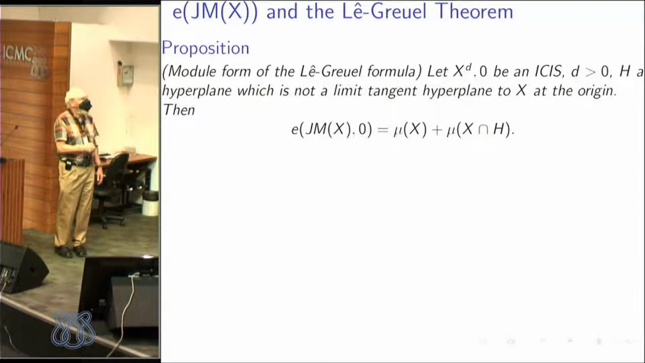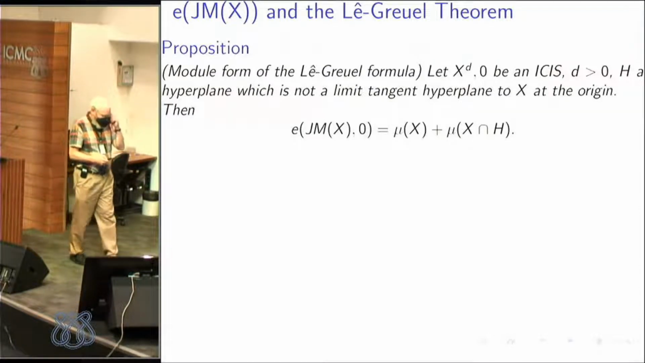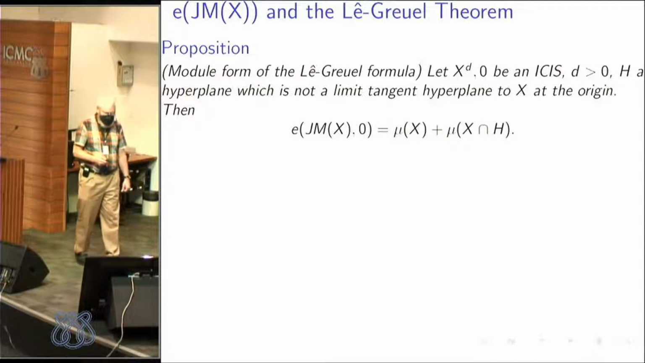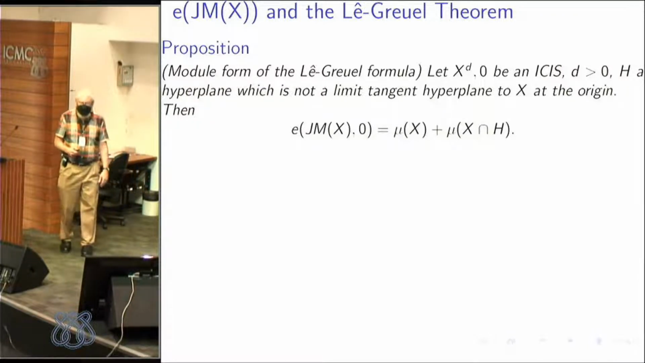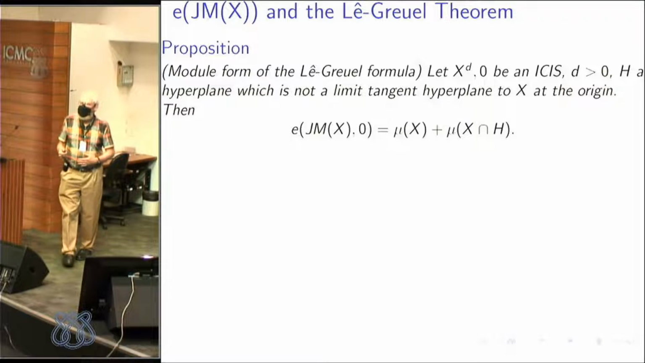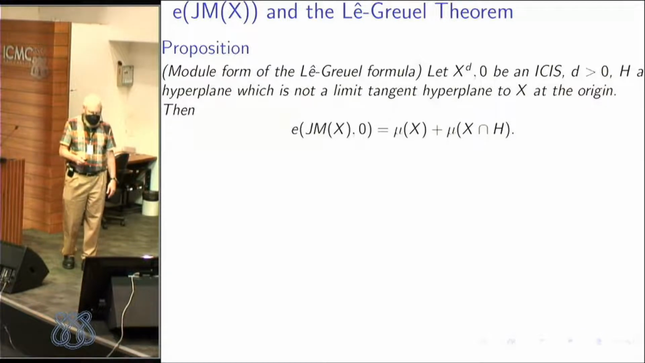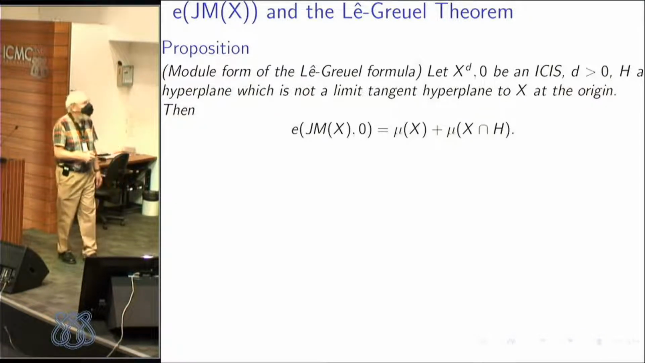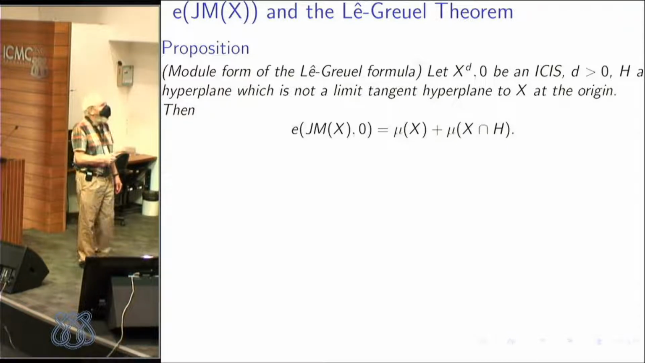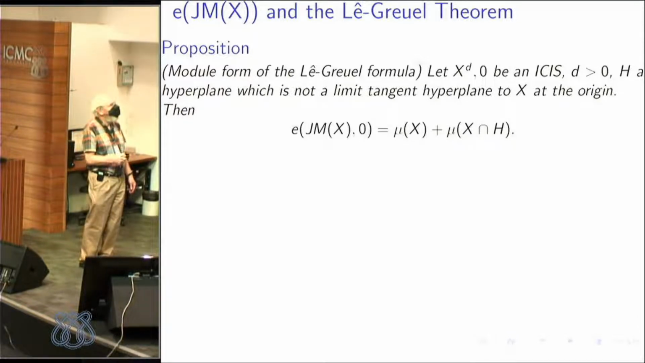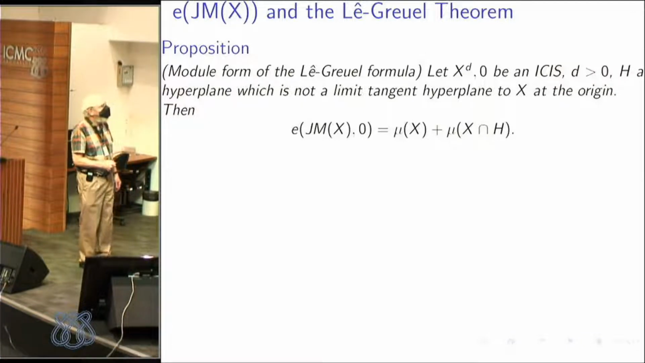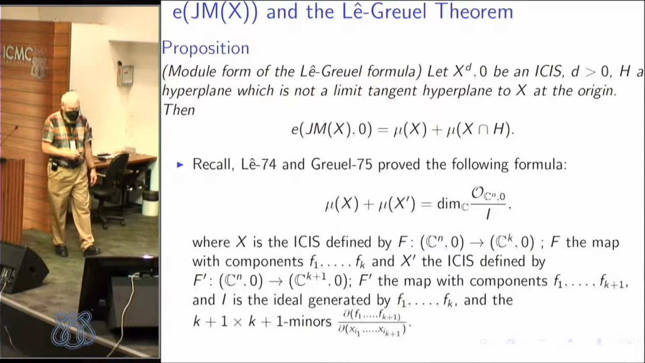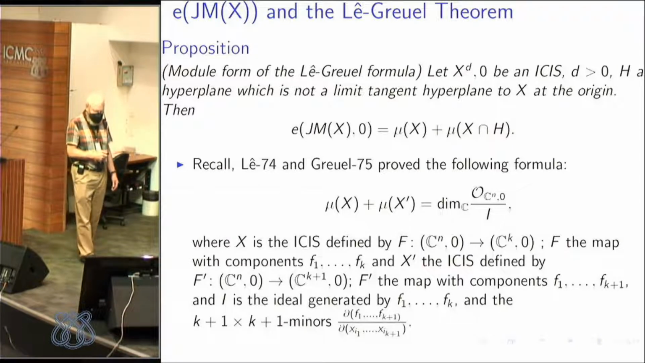Now I'd like to show the connection between the multiplicity of a module and the Lê-Greuel theorem. So this is a little bit different than the theorem that Juan talked about last time. If I use H, which is a hyperplane, which is not a limit tangent hyperplane at the origin, the multiplicity of JM of X is just the sum of the Milnor numbers here, μ(X) and μ(X intersect H). So let's see how we prove that.